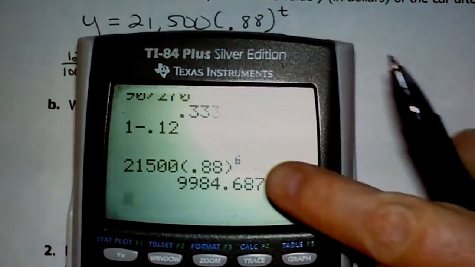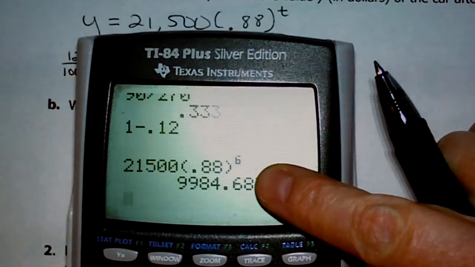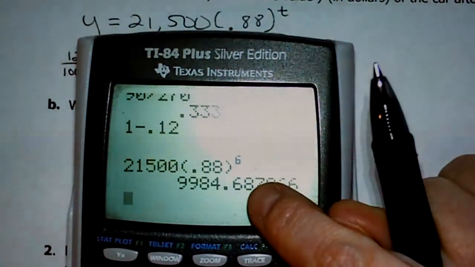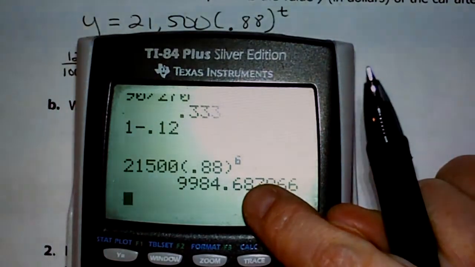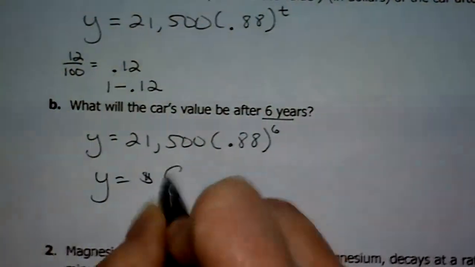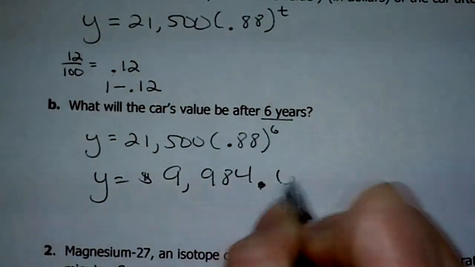The thing I want to talk about is to make sure that you stop this amount at the hundredths place, because that's money. Money stops there with the cents. The number next to the hundredths place is 5 or more, so that means I'm going to round this to 69 cents instead of 68. So the car is worth $9,984.69.